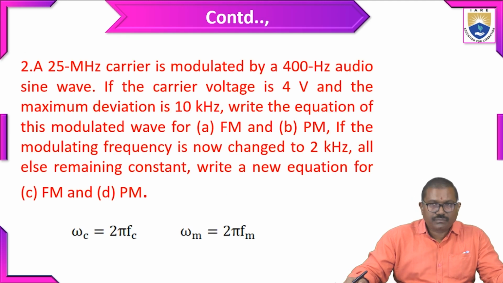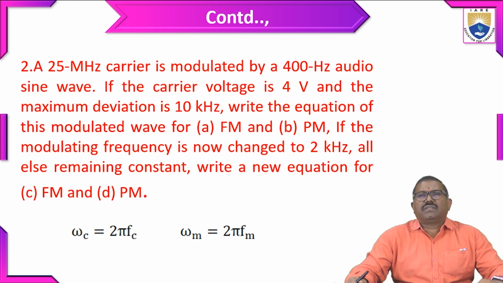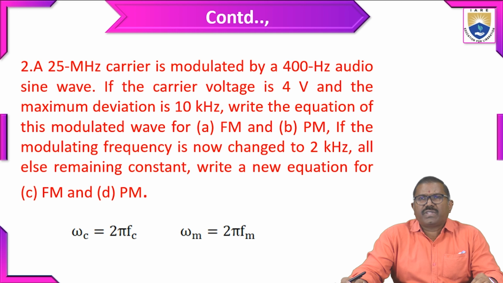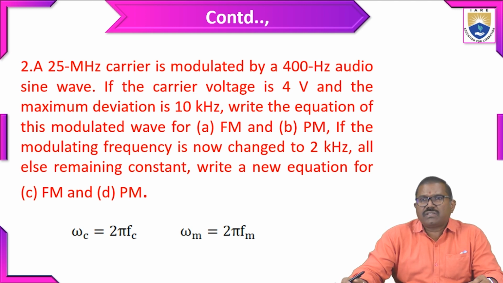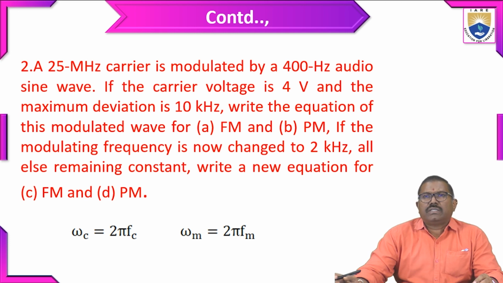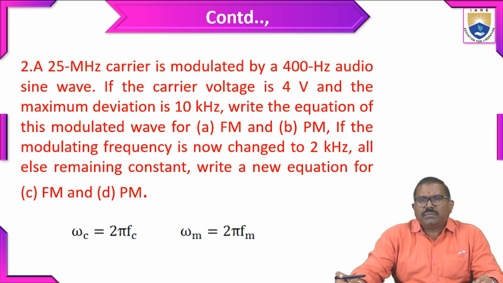Now the second problem: a 25 megahertz carrier is modulated by a 400 hertz audio sine wave. If the carrier voltage is 4 volts and the maximum deviation is 10 kilohertz, write the equation of this modulated wave for FM and PM. So parts A and B. If the modulating frequency is now changed to 2 kilohertz, all else remaining constant, write a new equation for FM and PM. So first understand this problem, what they have given and what they ask.